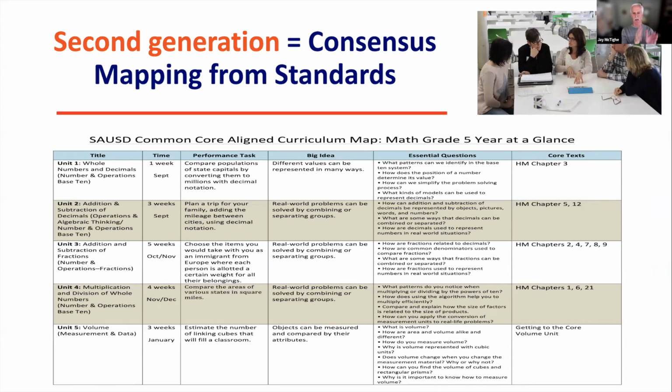Now, sorry, the type is very small, but this particular format did something very interesting for me. They looked at the standards and they generated the units, in this case for 5th grade math, based on the standards. They had a general time frame of how long each unit would take, but then notice the third column, they put in the performance task. I think this is really interesting.